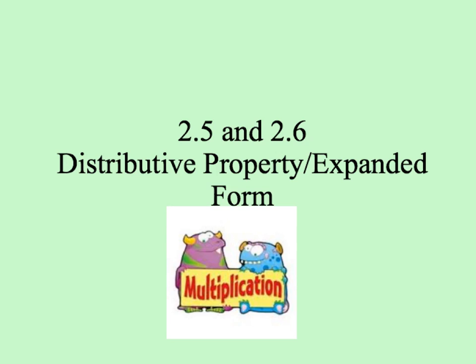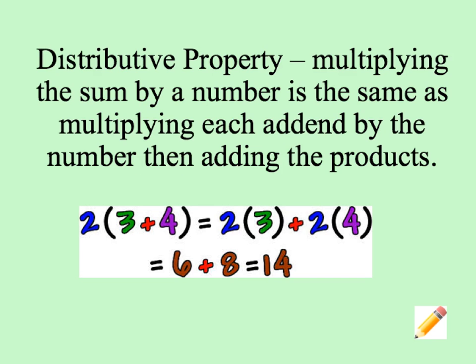Today we'll be combining two lessons, 2.5 and 2.6, Distributive Property and Expanded Form. Let's start with the definition. The distributive property states that multiplying the sum by a number is the same thing as multiplying each addend by the number, then adding the products. Don't worry, we're going to practice this and it'll all make a lot of sense.